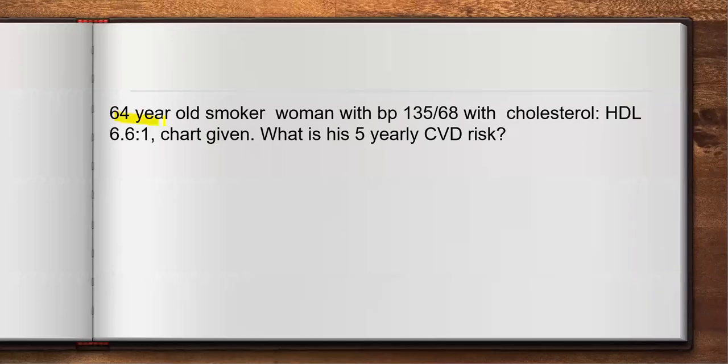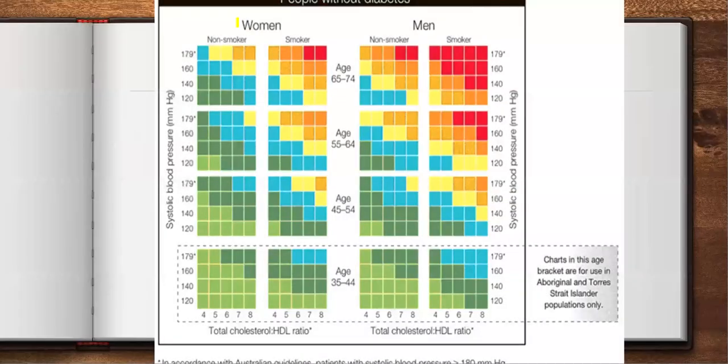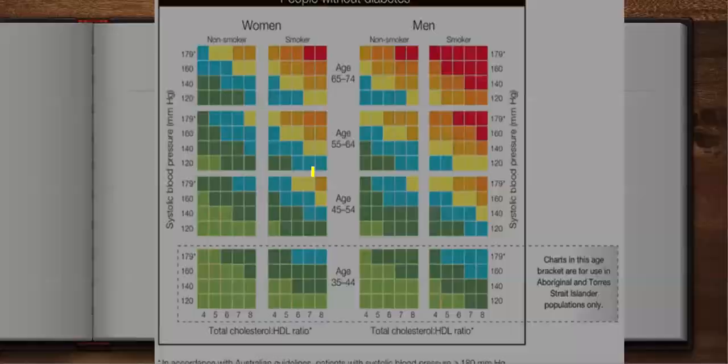It's a 64-year-old smoker woman. Right, so you need to go in that. This is a woman, smoker, and 64, so this one. So we are looking in this area, right? So first of all, focus your area. That will help you understand where you need to look.